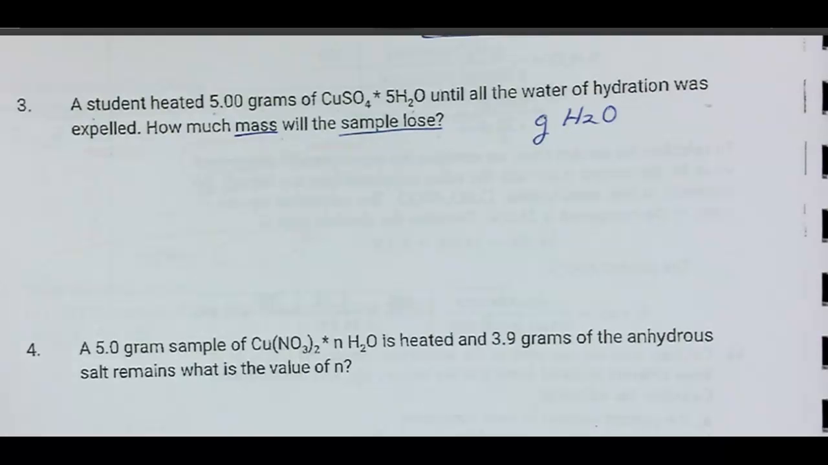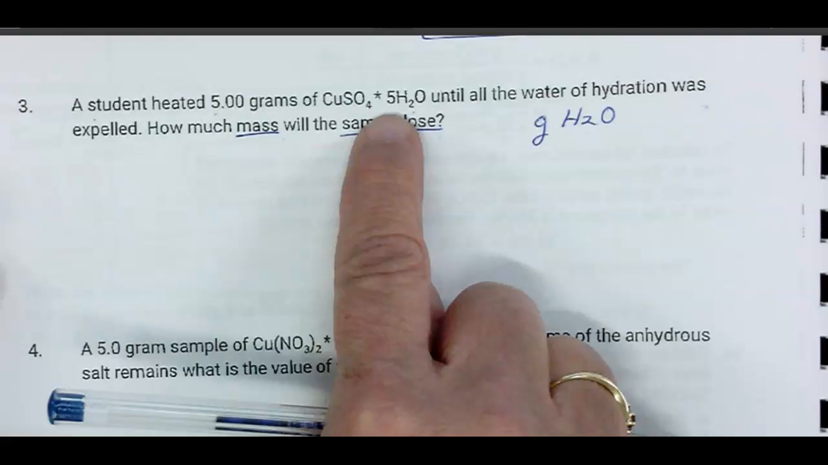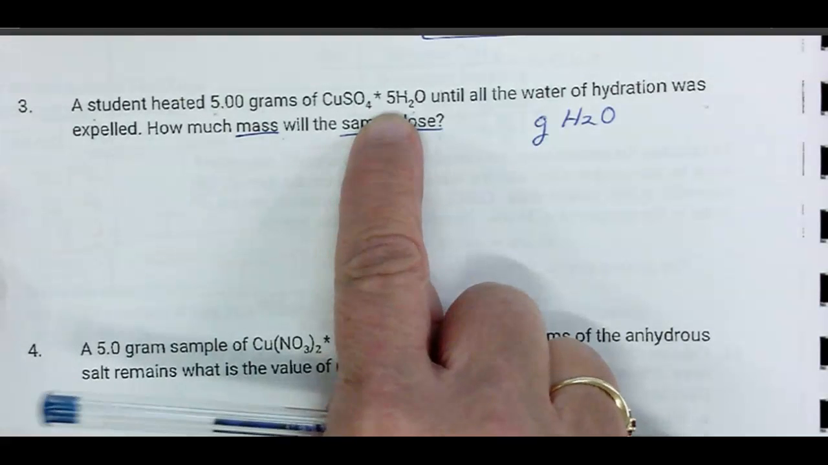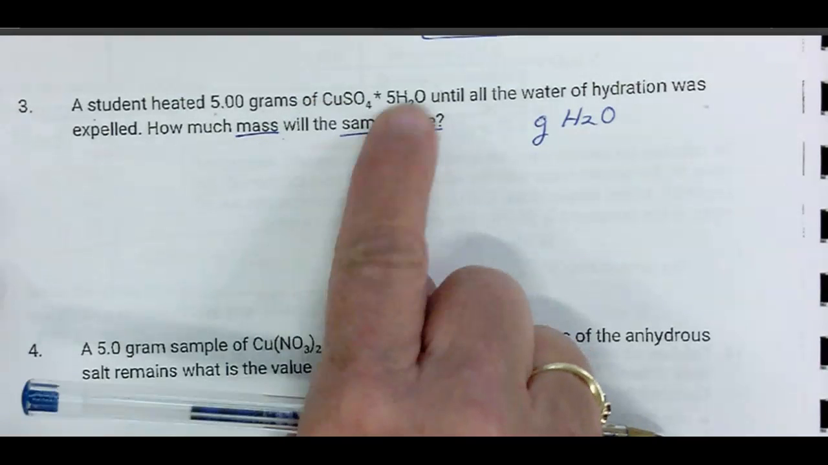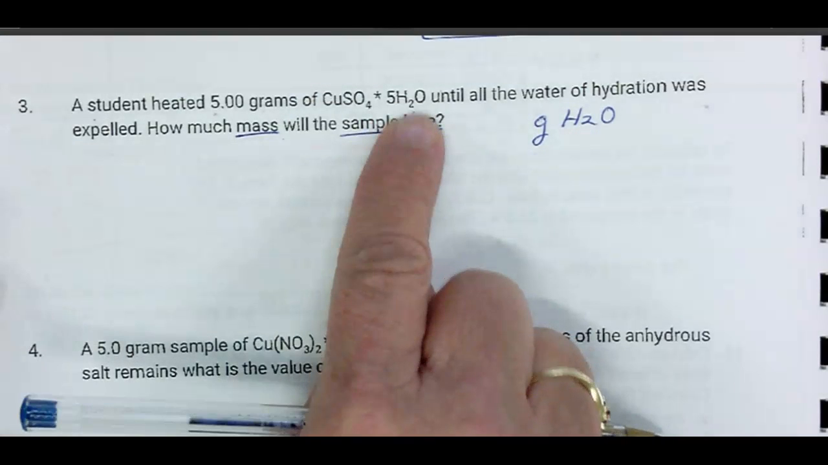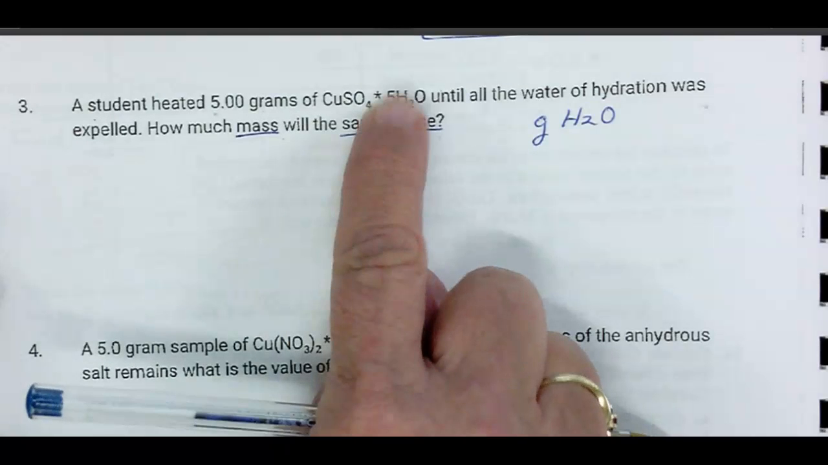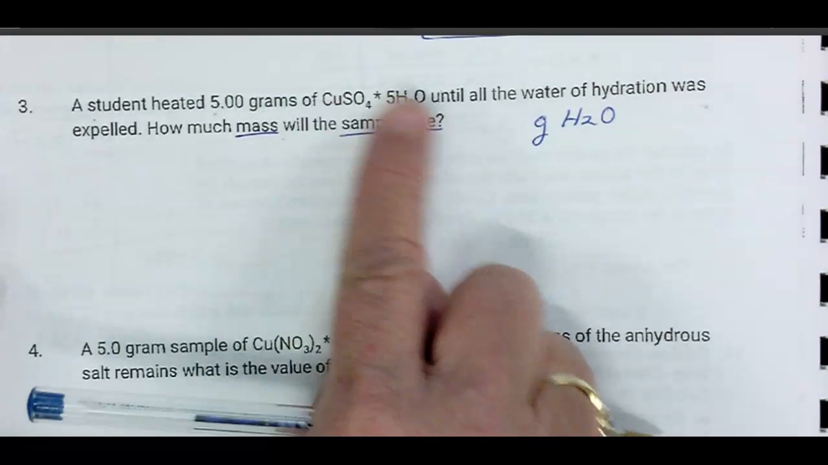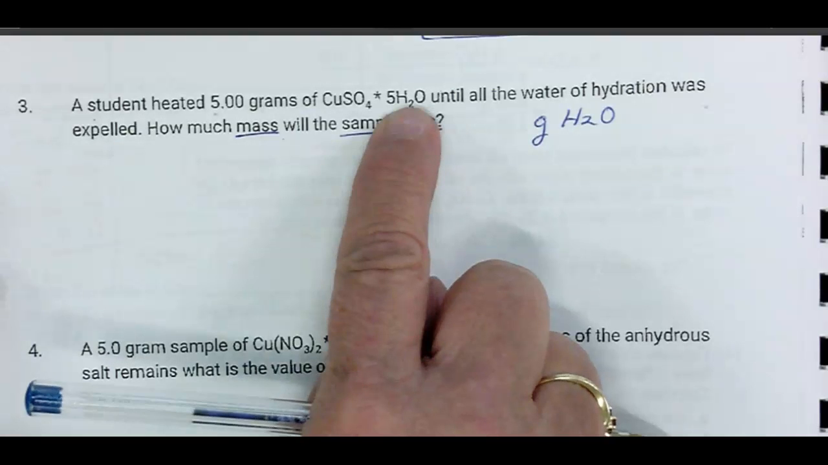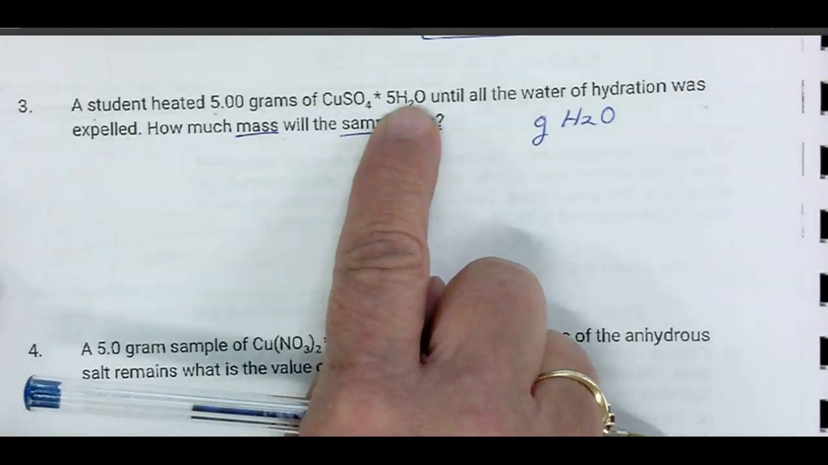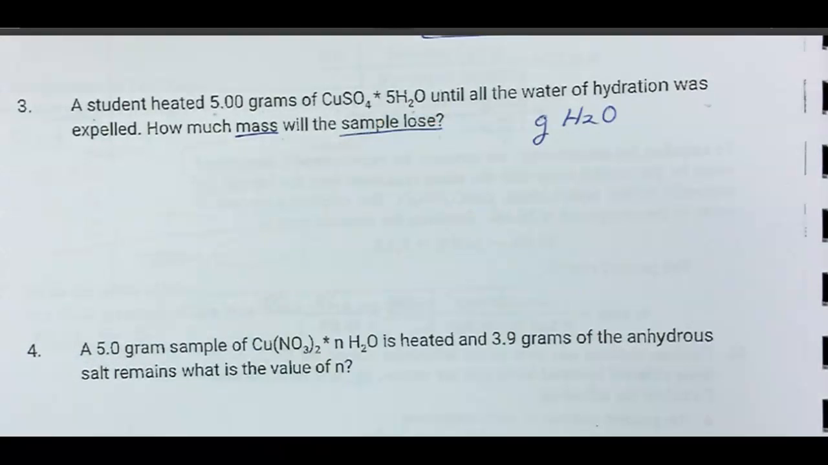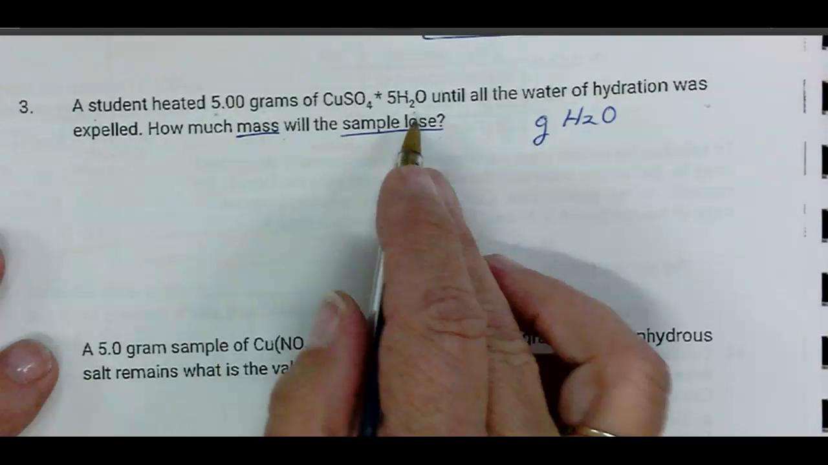Now, this problem is different in the fact that they tell us there are 5 waters on there. So we can actually find what percent of this hydrate is water, because I know each one of these has 5 molecules of water attached to it. So let's start off with our formula.